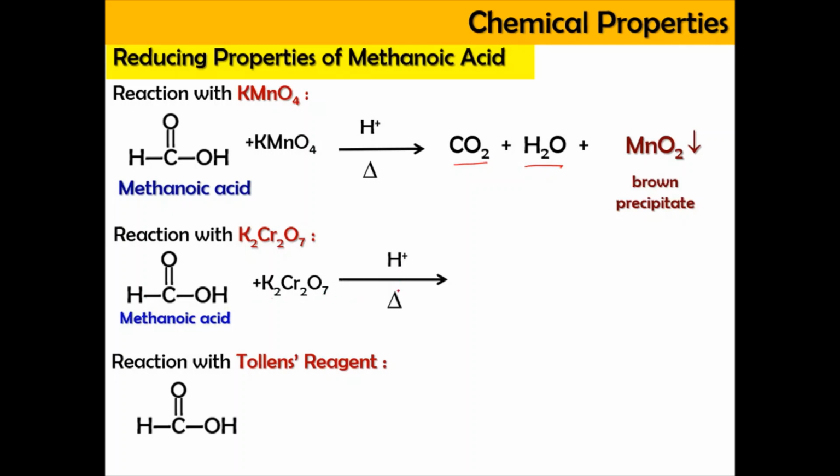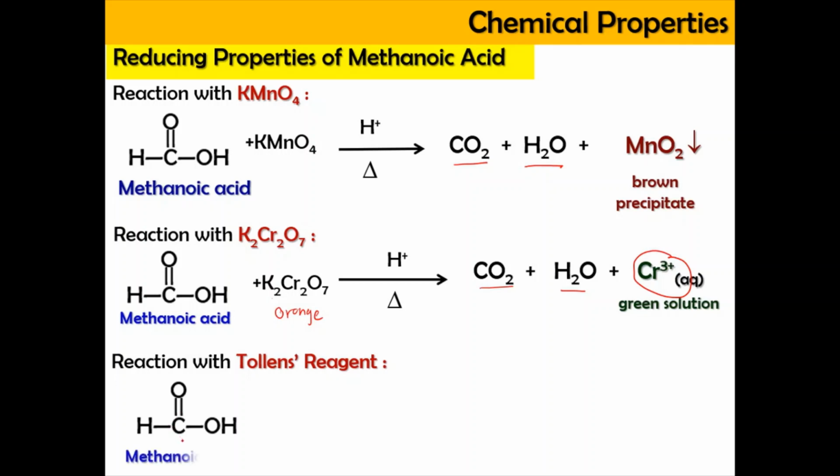Okay, at the same time methanoic acid can react with dipotassium dichromate at high temperature and acidic condition, and it's going to produce the same products, carbon dioxide and water, but the ion here is Cr3 plus, which is a green solution in color. So at first it is orange, but now it is turning into a green solution. So this shows that methanoic acid can be oxidized, which shows that it has aldehyde properties.